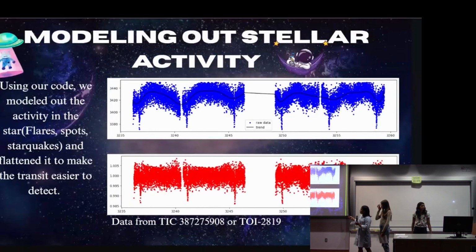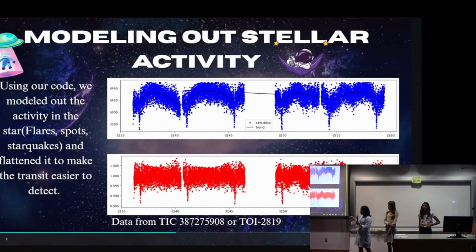So what we need to do is model out the stellar activity. Basically, we take all of this wonky data over here, and we average it out and flatten it, as you can see on this table. Basically, flattening it helps us find where the transit signals are. And as you can see here, they're much easier to detect.